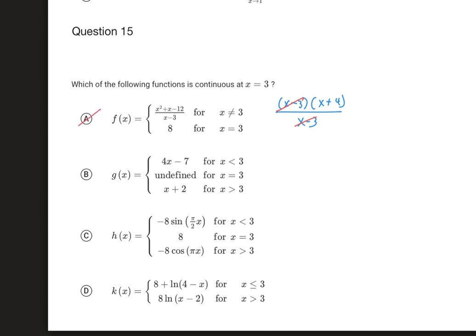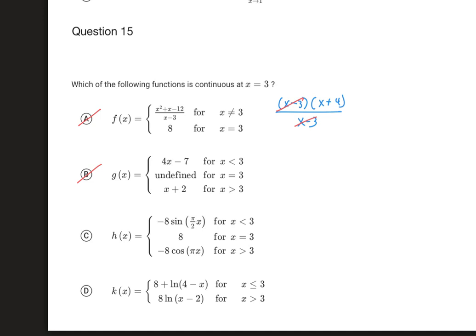Okay, do the next one. So plug 3 in here. Which of the following functions is continuous? It can't be this one. If it's not even defined at 3, it can't be continuous at 3. So we don't even have to test the outside ones. Okay, so let's do this one. We'll plug 3 into this one and this one.